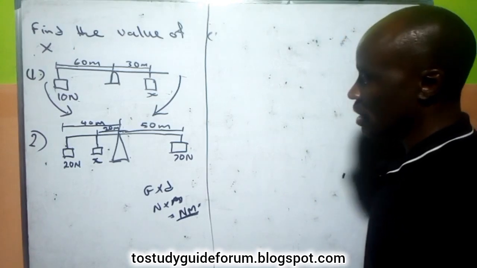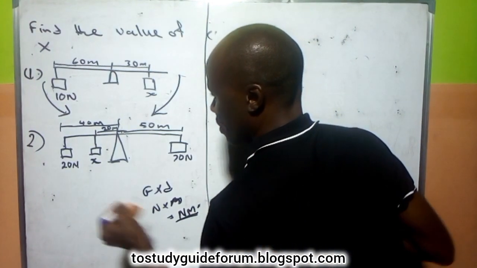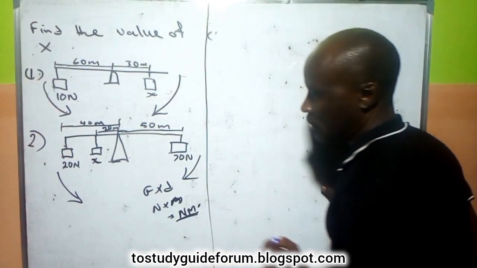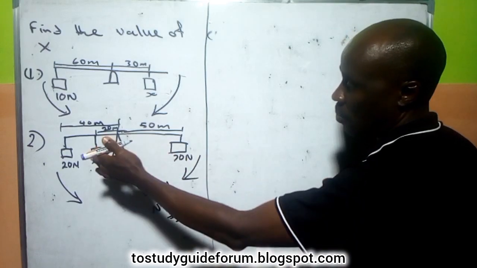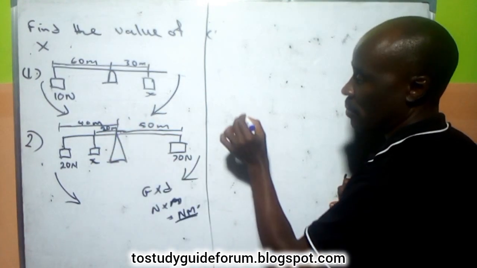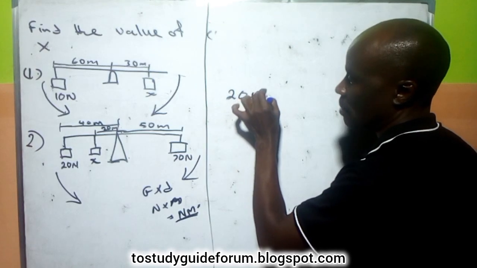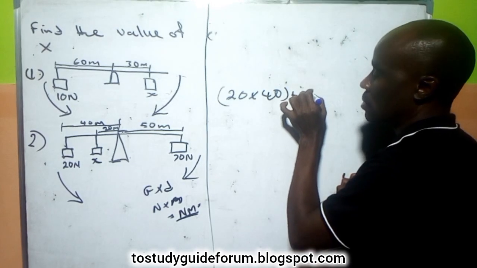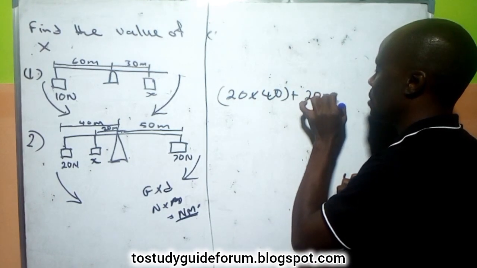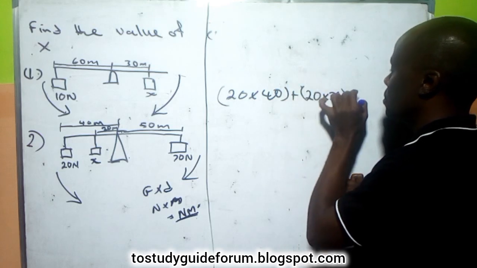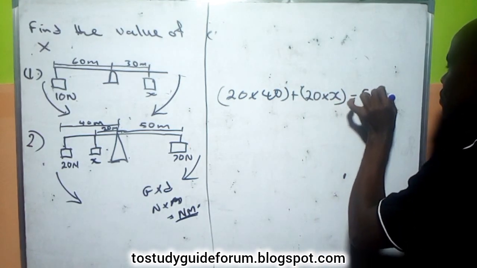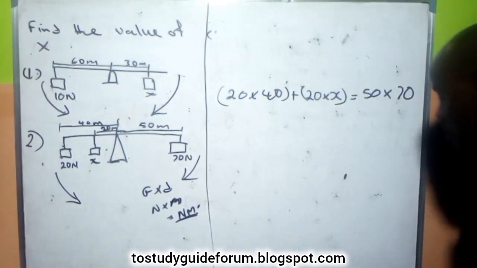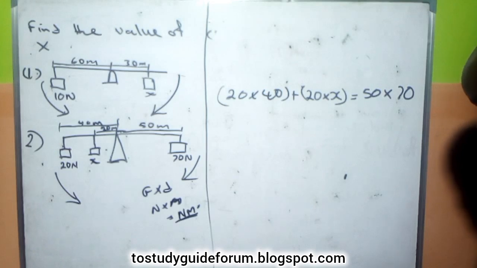So based on that, for the first side, this is anti-clockwise and this is clockwise. For the anti-clockwise moment, we have the sum of all the moments here. We have 20 times 40 meter plus 20 times x is equal to 50 times what? 70. So we have 50 times 70.